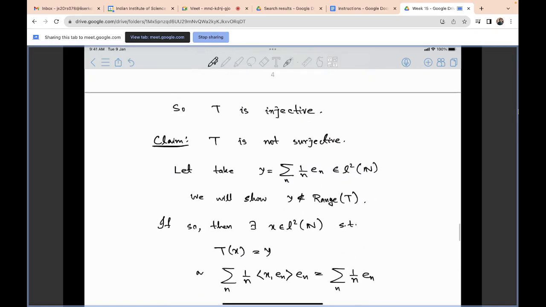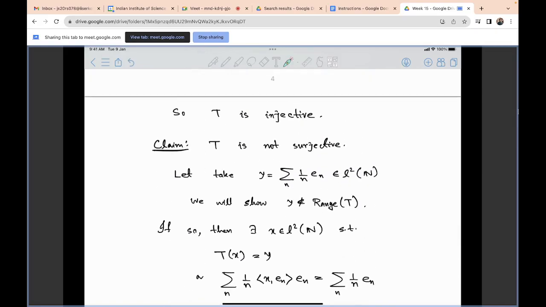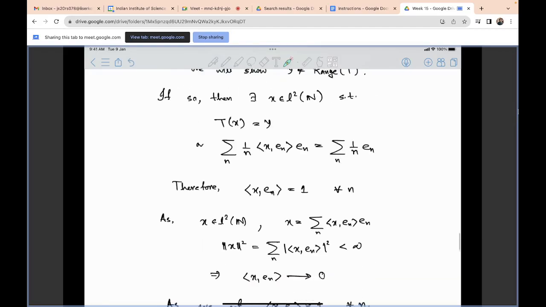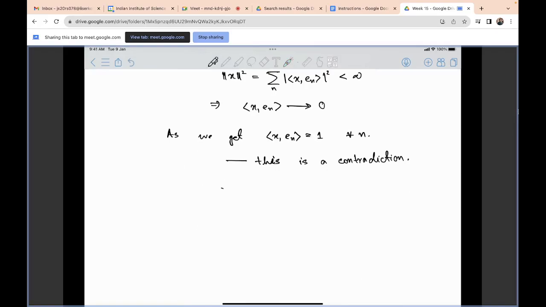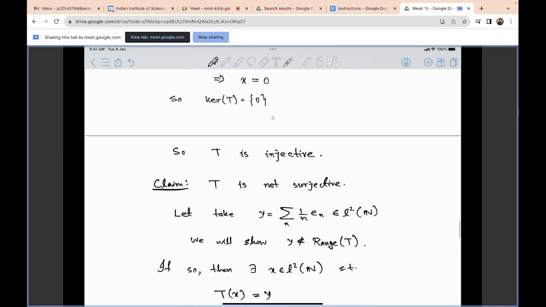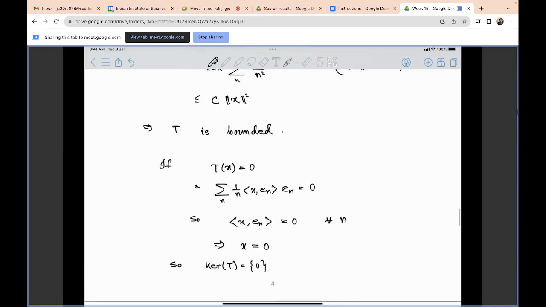So what contradiction to what? We have assumed that T is surjective, which implies T is not surjective. Therefore T is not surjective, which means there does not exist any x such that T of x equals y. So we have got that T is not surjective.